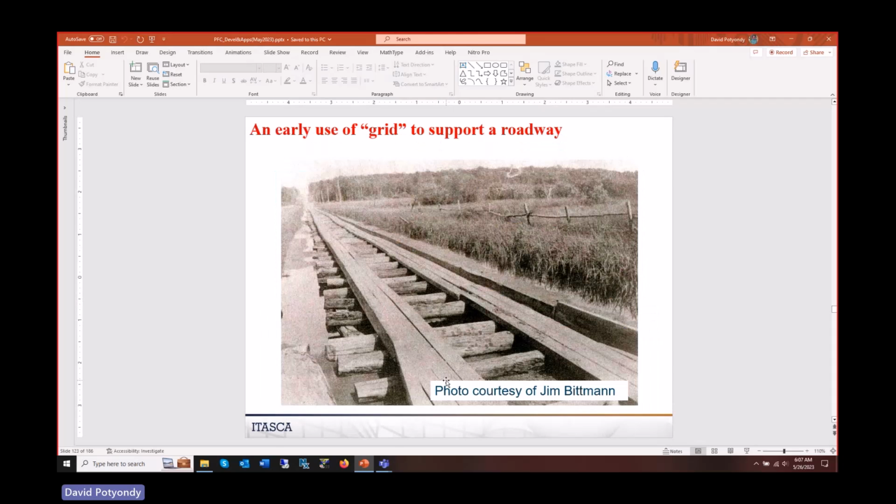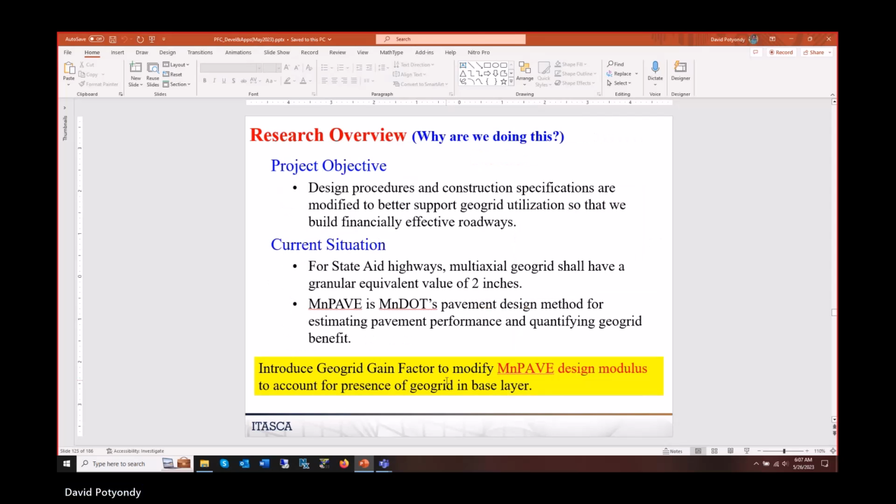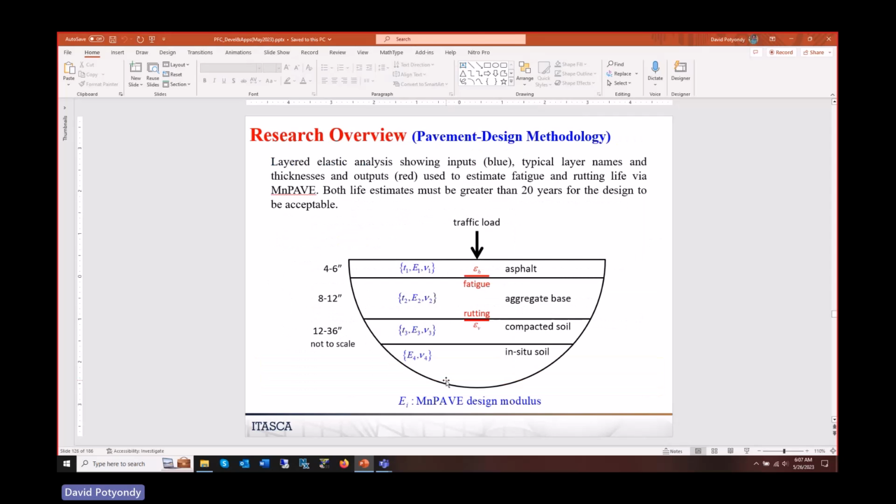Here's some old-fashioned before they had GeoGrid. Try to get a train to go across a swamp. And the basic idea here was that people in engineering practice who design pavements believe that GeoGrid allows them to make a base material that has less thickness with the same response. And this is the layer we're concerned with, this aggregate base layer.